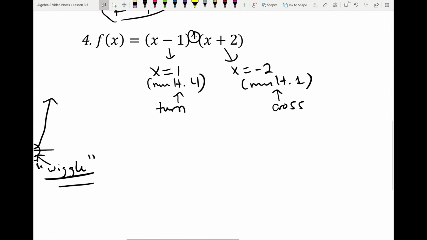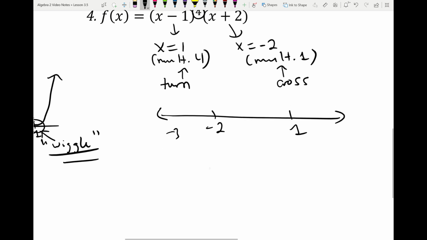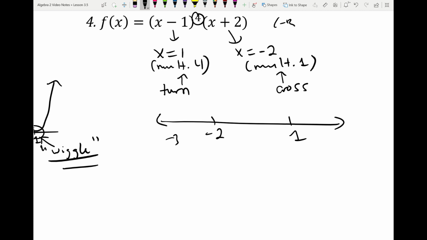Okay, so going back to 4, now we have our zeros. So we have 1, we have negative 2. Let's plug in negative 3 into this guy. So negative 3 minus 1 to the 4th, negative 3 plus 2. This is going to be positive times a negative, which is a negative. Just because I'm running out of room, I'm going to just rewrite this. So let's plug in like 0. 0 minus 1 to the 4th, 0 plus 2. This is going to be positive times a positive, which is a positive.